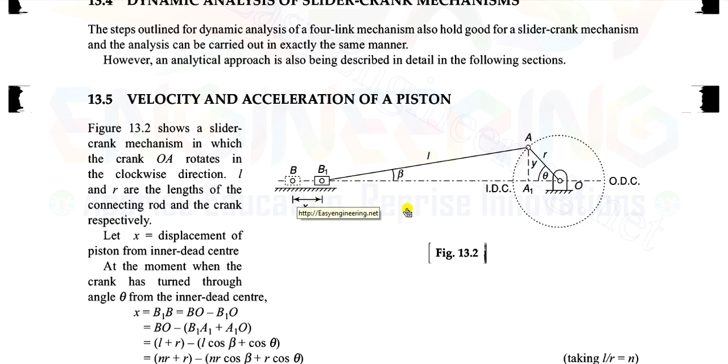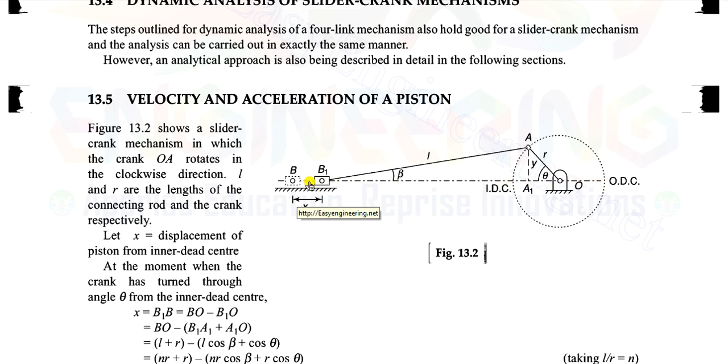So now if a stroke is given and the crank radius is not given, how will we calculate? See, this stroke is nothing but equal to the diameter, because when this crank is rotating from A to this, means inner dead center to outer dead center, the piston is covering a distance equal to 2r.